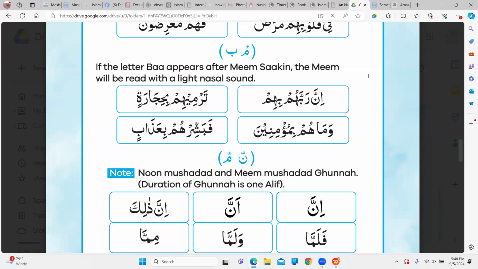So we say inna rabbahum, then we say ba kasra bi. Ha kasra hi, mim sakin him. Inna rabbahum bihim. And try to make it a little bit longer. Don't make it 2 harakat. Make it 3, 4, 5, 6 harakat. Why? Because you're training them.